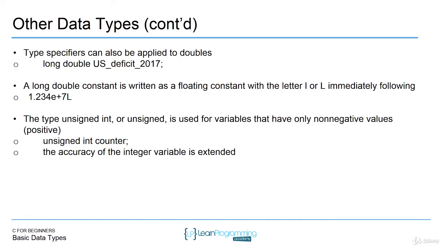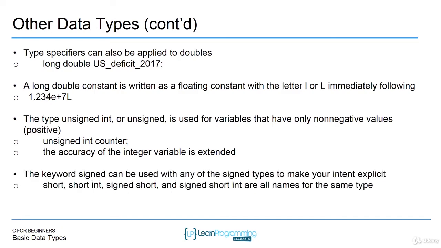So it's making your program more efficient by using all of these different, more specified data types. Also, there's the signed data type that can be applied to ints, floats, and doubles, or shorts: signed short, signed int. It can be used with any of the types to make the intent more explicit. Signed shorts, signed ints, short ints, shorts, they're all the same. Signed means that it can be negative and positive.